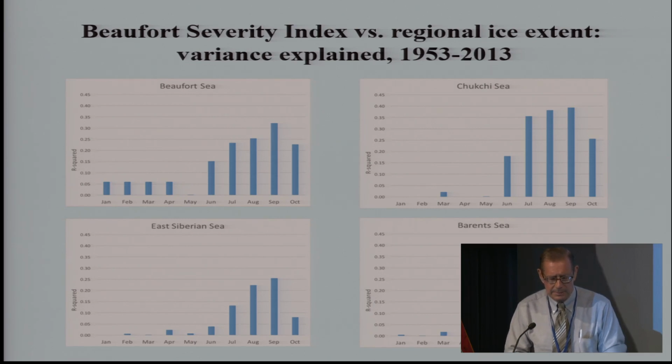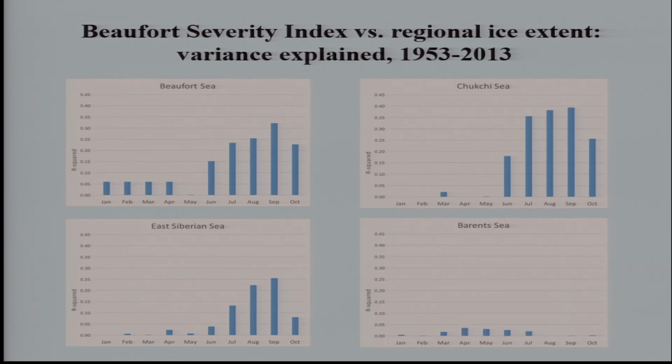When we do that, we just perform some simple correlations between that Beaufort Severity Index and the regional ice extent in other sectors. The comparison with the Beaufort Sea extent is the upper left diagram, and we've taken the correlation of this index with the other regions back into earlier months of the other region's ice extent. So in the case of the Beaufort, the correlation there peaks.